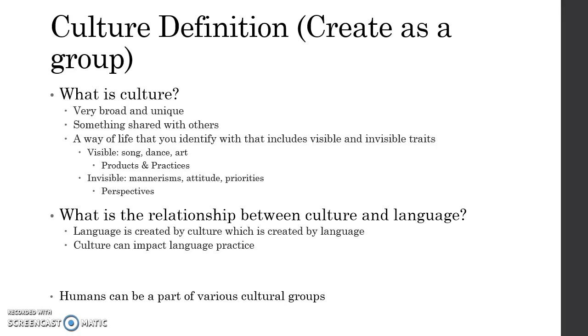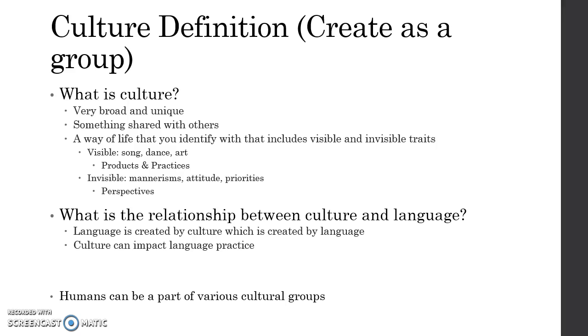It's a way of life that you identify with that includes visible and invisible traits. So visible: song, dance, arts, these are the products and practices of a culture. Invisible is the mannerisms, the attitudes, the priorities, etc. And these are the perspectives of a culture. Usually when we talk about culture, we break it into these 3 P's: the products, the perspectives, and the practices.